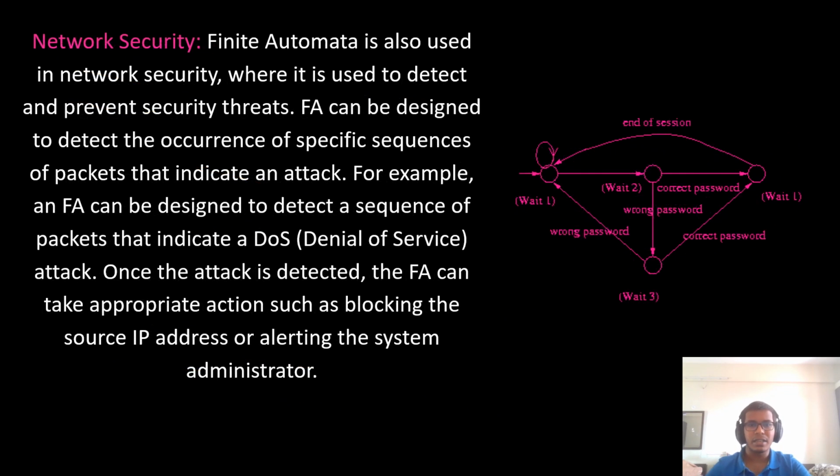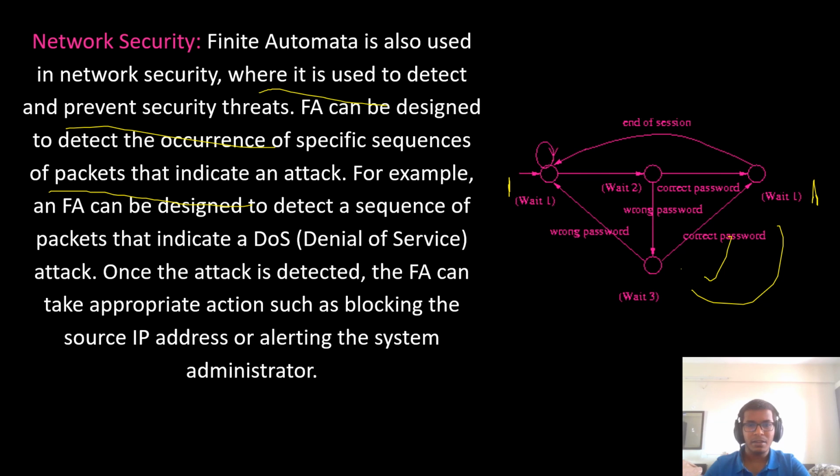Next comes network security. Finite automata is also used in network security, where it is used to detect and prevent security threats. The finite automata can be designed to detect the occurrence of specific sequences of packets that indicate an attack. For example, here we can see that there are many states which check the correctness of the password so the user can log into the server. If the password is correct, it goes to state wait one. But if the password is incorrect, it's not authenticated, and another state is reached and the session is ended.